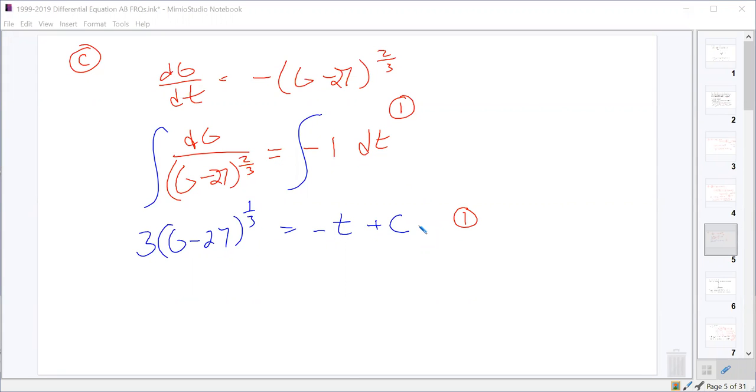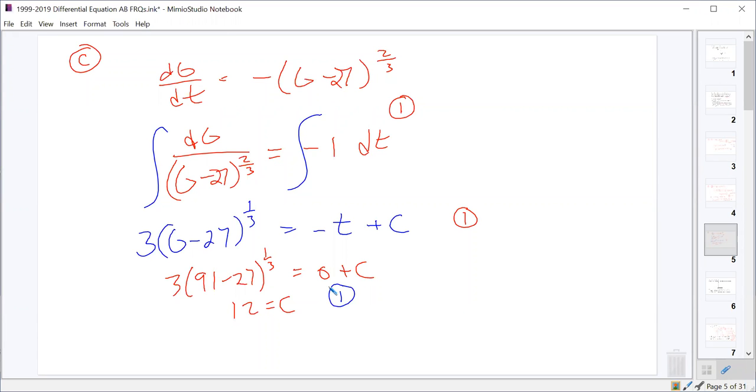condition. So our initial condition was g of 0. So when t is 0, g was 91. And what's 91 minus 27? That ought to be 64. Right? Cube root of 64 is 4, so we got 12 equals our constant. Everybody good there so far? Yep. Okay, so that's a fourth point.